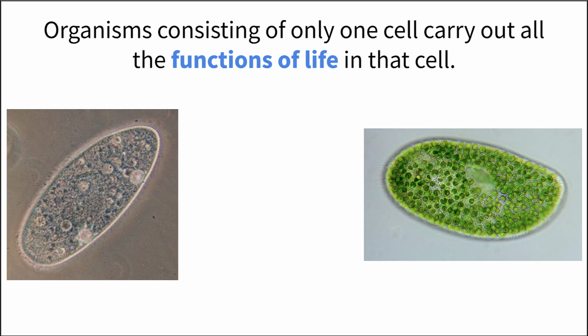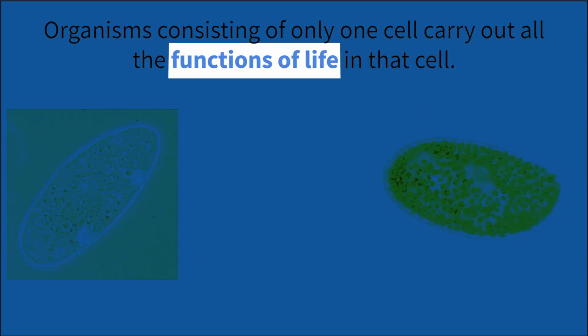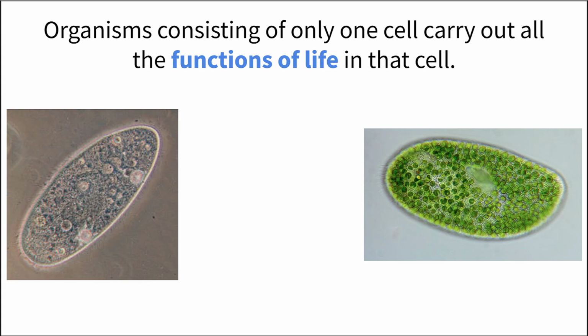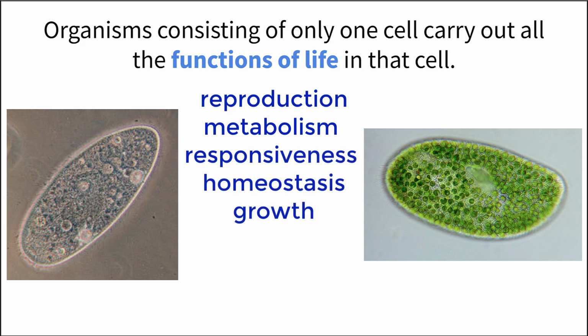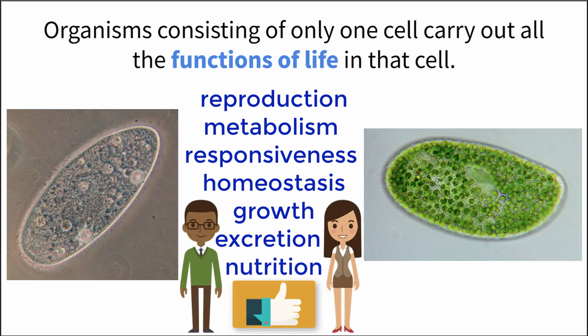Getting back to 99.9% of the time, organisms that consist of only one cell can carry out all of the requirements of life. These functions of life, which to some are still debated, describe the characteristics that an entity needs to be considered to be a living thing. These functions are reproduction, metabolism, responsiveness or sensitivity, homeostasis, growth, excretion, and nutrition. I am sure that as you are reading through these, you are considering if you meet the requirements, and let me assure you that you do.